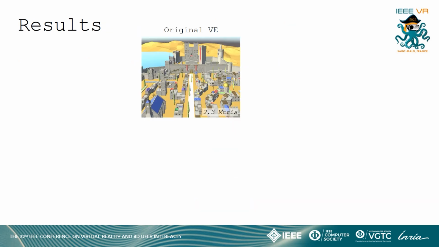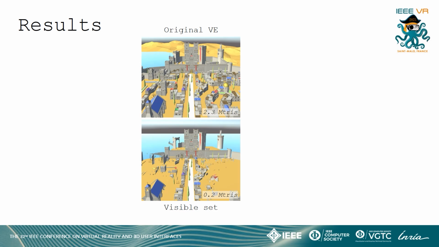So here is a preview of all results. So you see here there is a virtual environment. It's a medieval city that has 2.3 million triangles, and that is pushing the limits of what can be rendered on an all-in-one headset. Now, if you compute the visible set corresponding to this rectangle along the main street, you see that the visible set has drastically fewer triangles, 10-fold fewer triangles, so only 0.2 million triangles, 200,000 triangles, as opposed to the original 3 million.